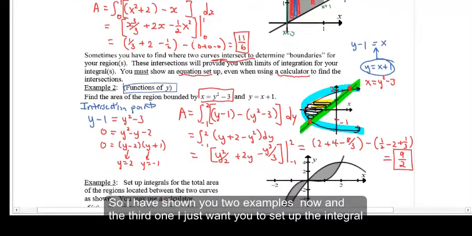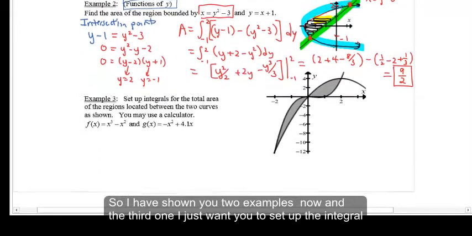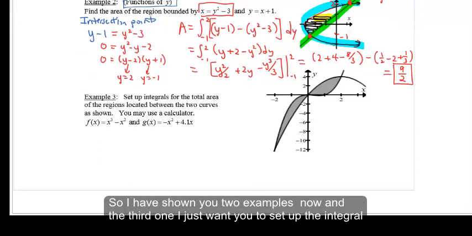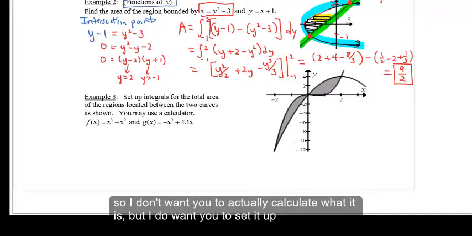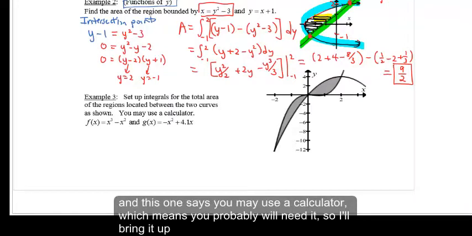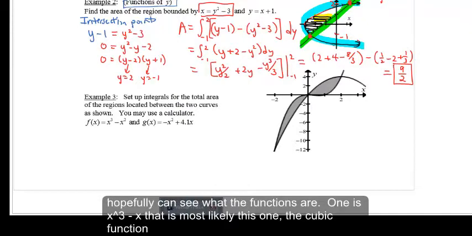So I've shown you two examples now. The third one, I just want you to set up the integral. I don't want you to actually calculate what it is, but I do want you to set it up. And this one says you may use a calculator, meaning you probably will need it. So you bring it up. Hopefully you can see what the functions are.